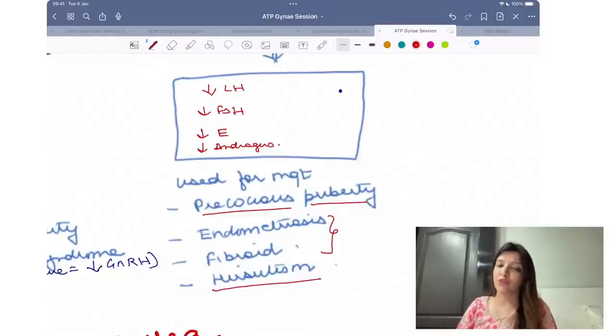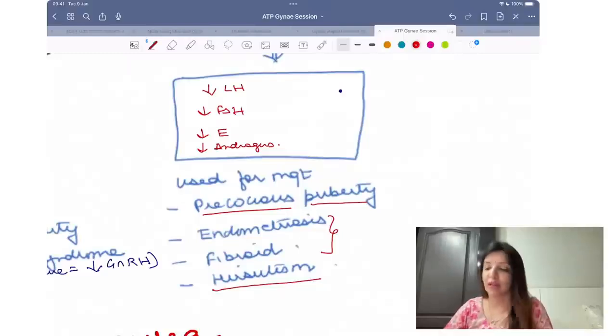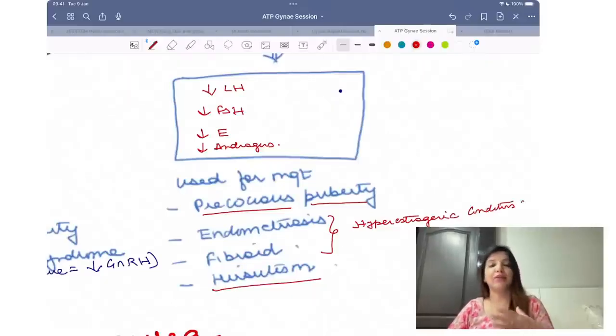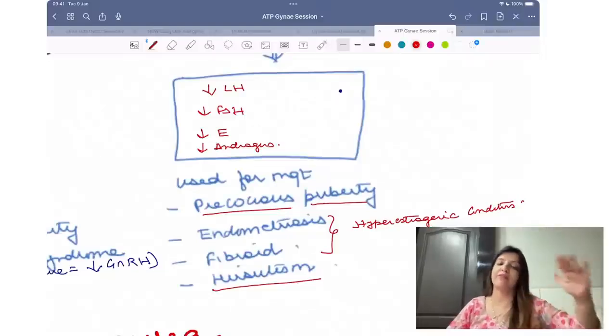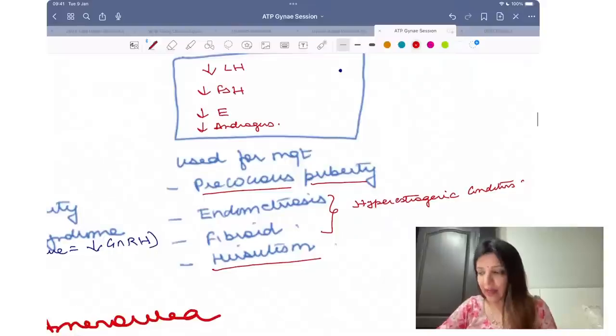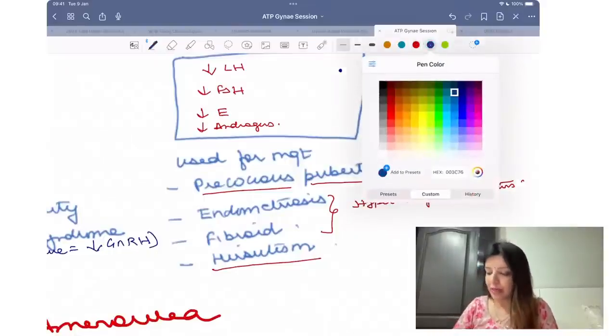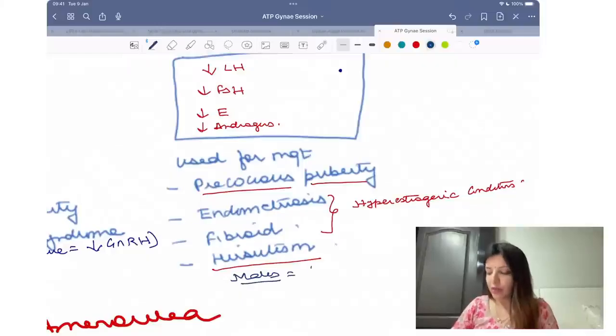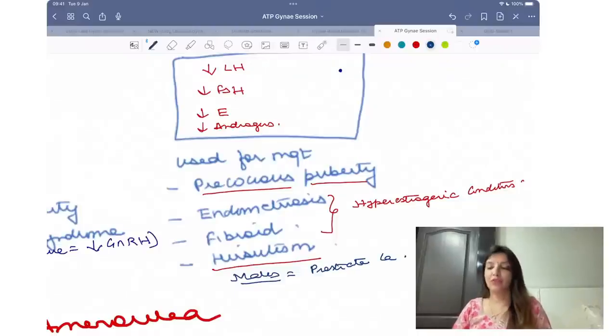Why for the management of fibroid and endometriosis? Because both of them are hyperestrogenic conditions. In both of them, estrogen levels are high. So the moment I decrease estrogen levels, they will become normal, whether it is endometriosis, whether it is fibroid. Apart from this, you can use this in males for management of prostate cancer. For the management of prostate cancer also you can use continuous GnRH. Clear to all of you?